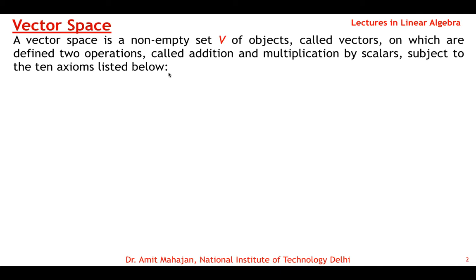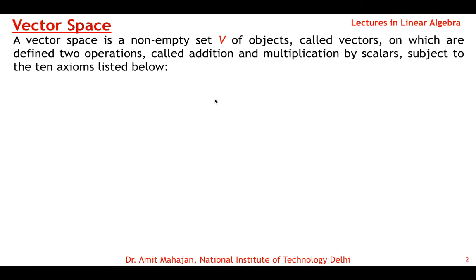Okay, so a few things are very important: the set has to be non-empty. Okay, and then we have to define two operations, one is the addition operation, the other is the multiplication by scalar operation, and based on how we define these two operations, if the 10 axioms are satisfied with respect to these two operations, then we will call this V a vector space.